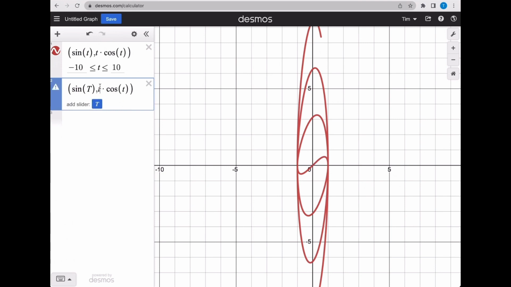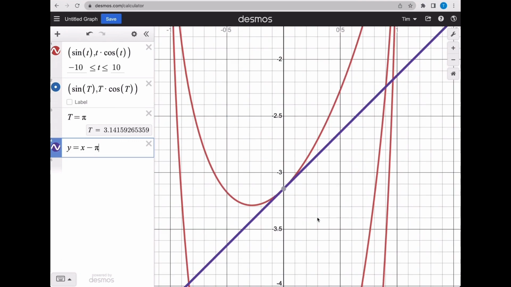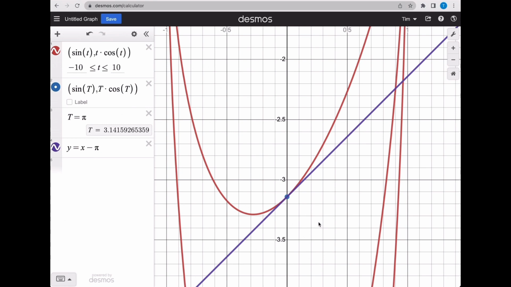So we'll replace these lowercase t's with a capital T. We'll add a slider for capital T. And we want to know when t equals pi. So when t equals pi, we get that point. That's exactly the point that we expected, (0, -pi). And the equation of the tangent line we found to be y equals x minus pi. There it is. There's the equation of the tangent line, just as we expected.